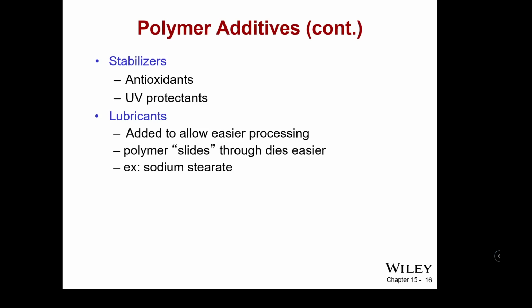Lubricants are added to allow easier processing. They allow polymers to slide through the dies more easily, lowering, again, energy requirements, facilitating a little higher throughput. Sodium stearate is an example. There are several stearates that they add in all kinds of soaps and hand cleaners and surface cleaners and all sorts of things to act as a lubricant. Colorants, dyes and pigments, all of those sorts of things.